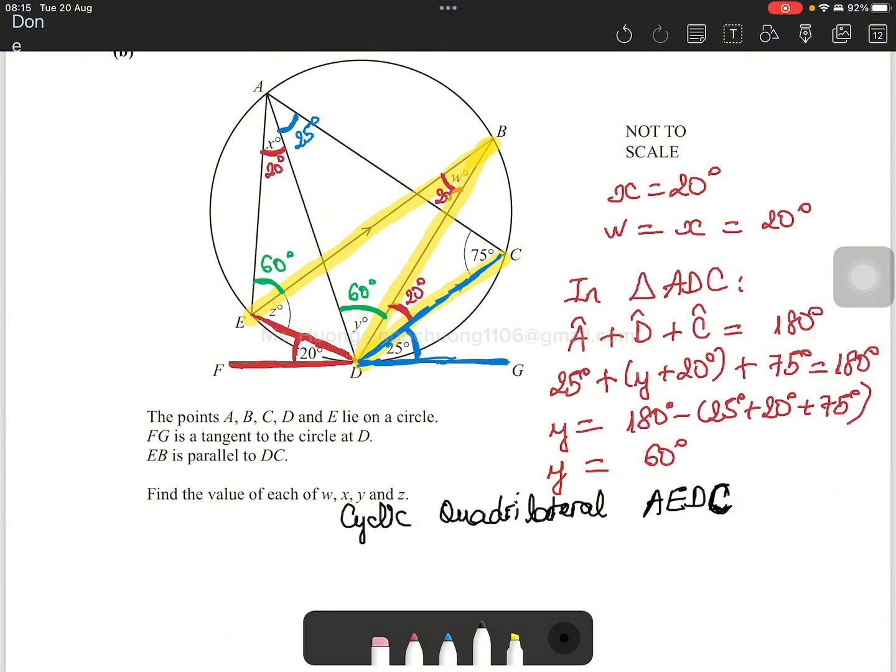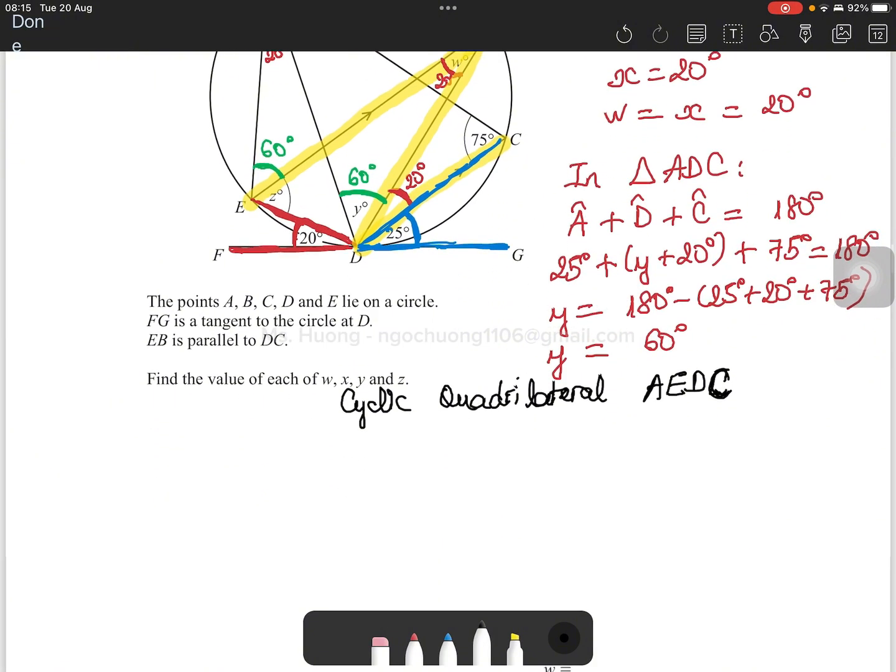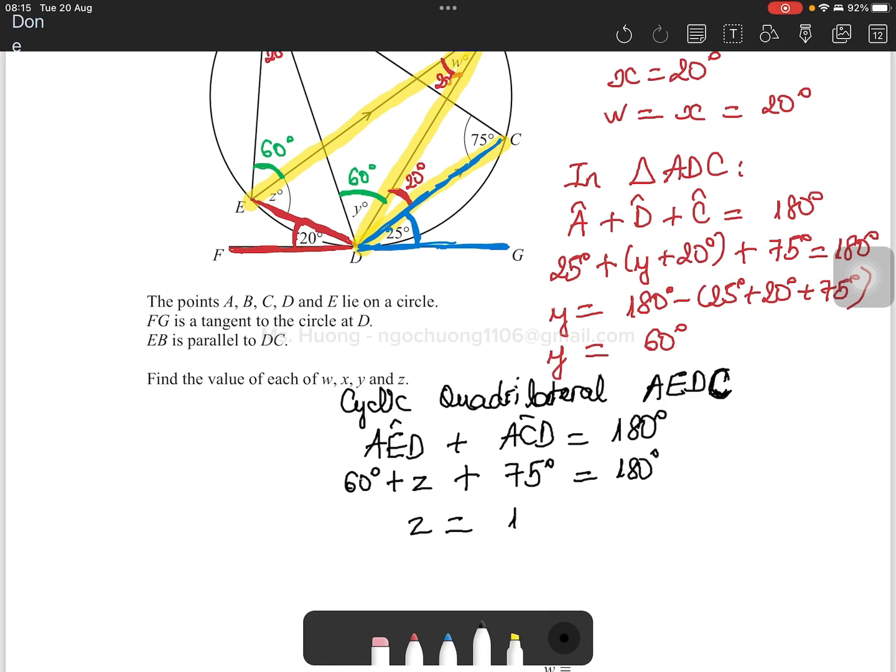Because in this quadrilateral, the angle ABD plus the angle ACD are opposite angles, so they add up to 180 degrees. The angle ABD includes 60 degrees plus Z, and the angle ACD is 75 degrees. So we can find the size of the angle Z by subtracting 60 and 75 degrees from 180. So this one is equal to 45 degrees.